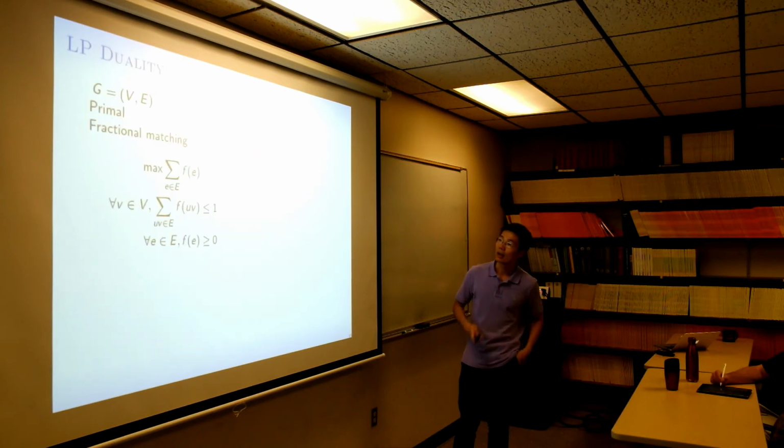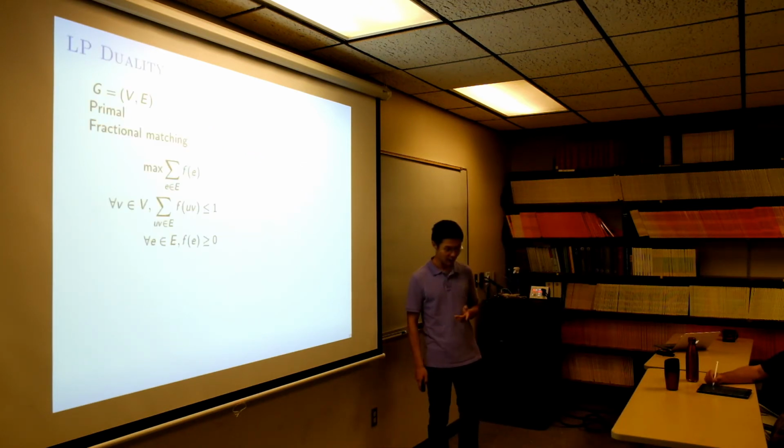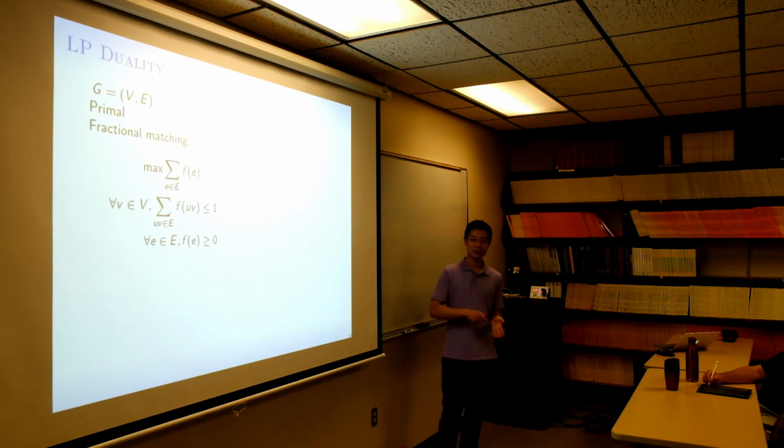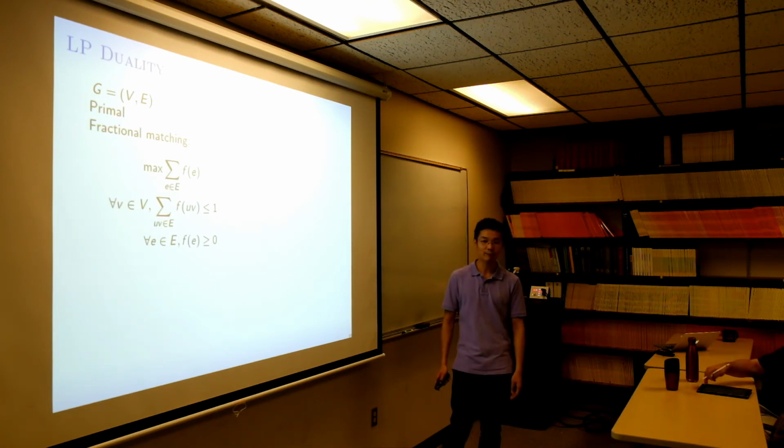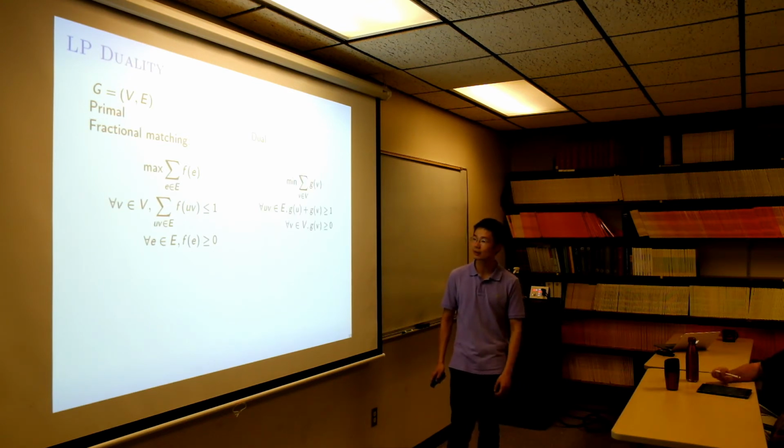Okay. And so for matching, we have LP-duality between the matching and the vertex cover, which you can see easily from linear programming, because you look at the fractional matching problem. It is the maximum of, you have a function f, you want to maximize the sum such that for any vertex, the summation is less than or equal to 1, and also the value of f is greater than or equal to 0. If you think about this as a primal problem, and you look at the dual, it is exactly the fractional vertex cover problem.